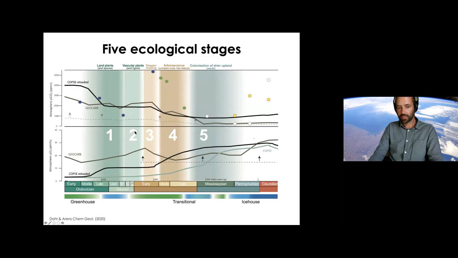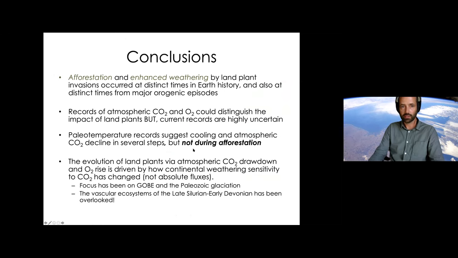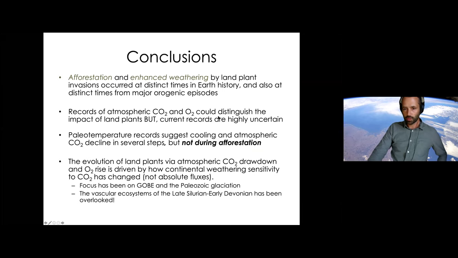So with that, I think the five ecological stages can help us distinguish what are the processes that govern atmospheric composition through time. I'll just put the conclusions out here: it might be possible to distinguish the effect of afforestation and enhanced weathering by land plants from the geological record, and also distinguish the biology and the geological forcing on this. And I think the CO2 and the oxygen records are still very, very uncertain. But the temperature records, as far as I can see, suggest that there's a CO2 decline in several steps associated with enhanced weathering, but not during afforestation.